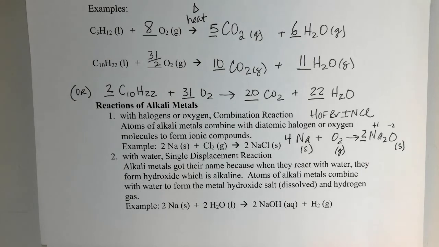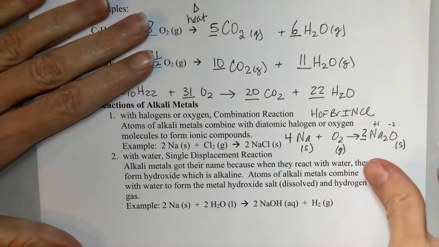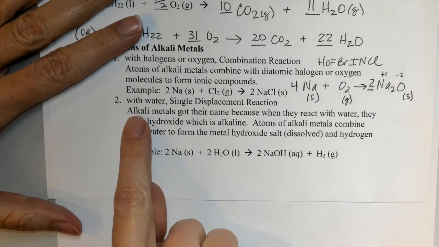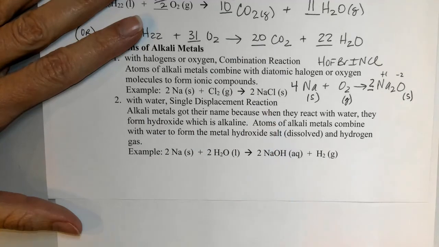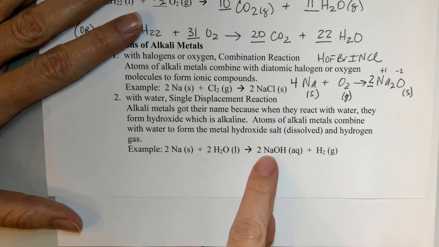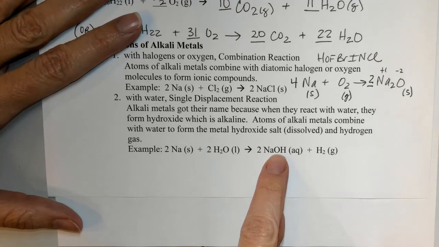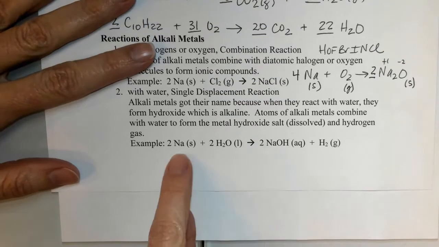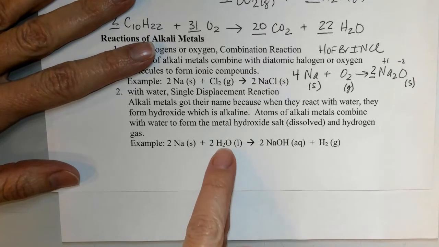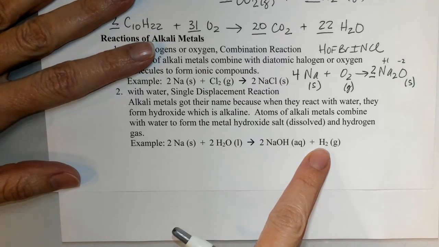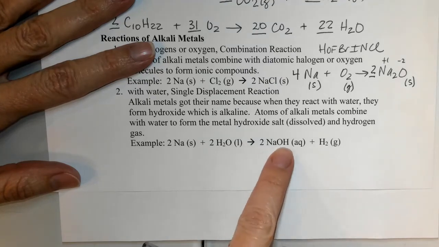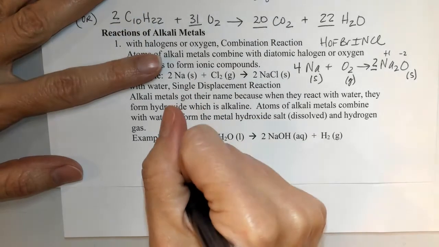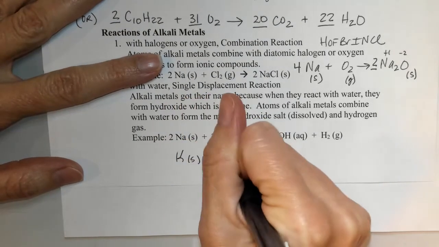Now, the other thing that can happen with alkali metals, they're highly reactive. So they can react with water, and that would be a single displacement reaction. This is how they got their name, alkali. Alkali means base, right? Hydroxide is our base. When they react with water, they make hydroxides. So with sodium and water, the hydrogen comes out as H2, again part of Hofbrinkel, and the sodium goes with the hydroxide.